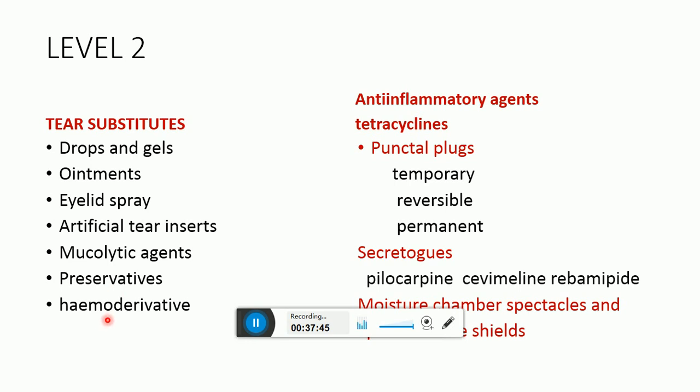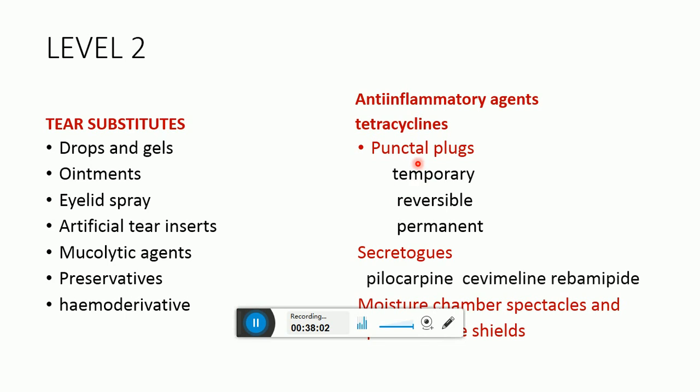Next tear substitute is hemoderivative. Treatment has been used to manage severe ocular surface disease including graft versus host related dry eye, Sjogren, post-LASIK dry eye, persistent epithelial defects, and recurrent erosions.